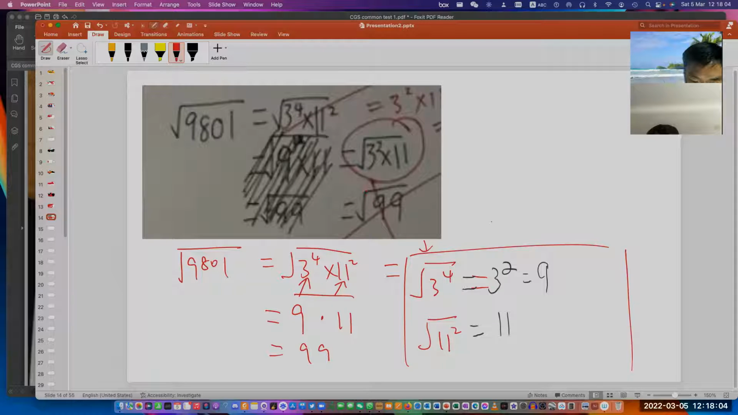But my question is, why do you still show the square root? That means you already applied the square root to get 3 to the power of 2. You already applied the square root to get 11. Why do you still end up with a square root? You square root the 3 to the power of 4 to get this. You're not supposed to write the square root again. You already used the square root.